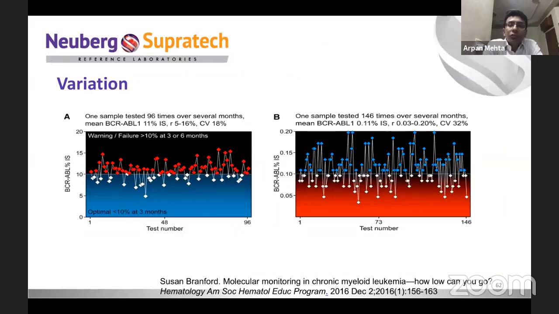So this is just to show how much variation one sample can have. This is the graph showing RQ-PCR done on 2 samples over a period of several months, 96 times. You can see that the original value is 11% and the results have ranged from 5% to 16%. Likewise, for a level of 0.11% true value, it has ranged from 0.03 to 0.20%. So as you go down, the CV will start increasing.